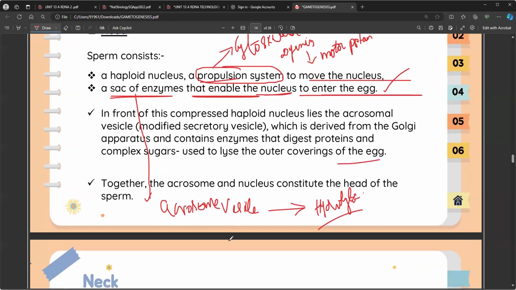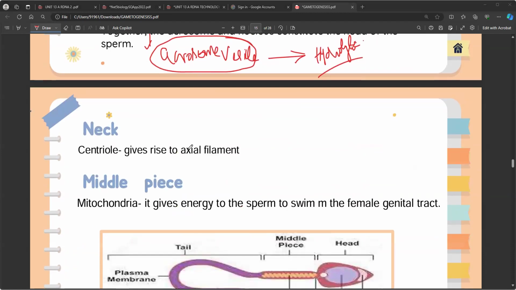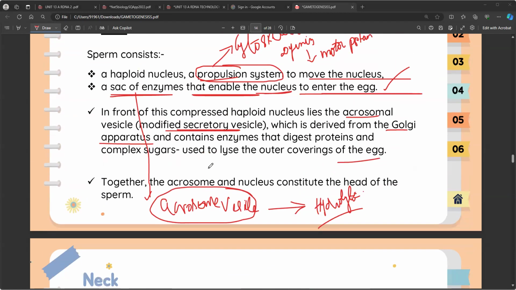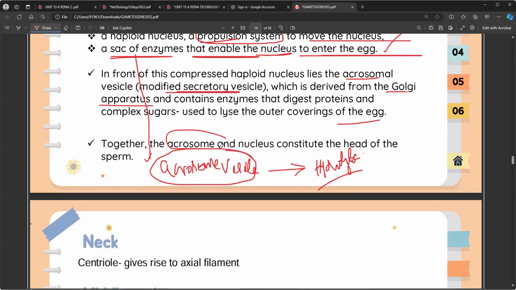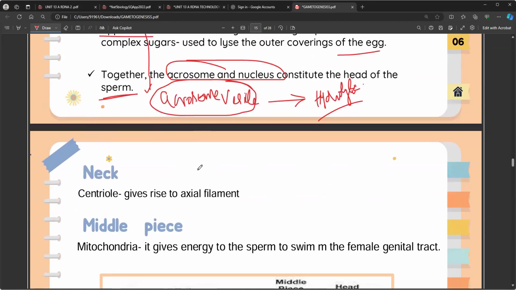What is very important here is how this acrosome vesicle is formed. The acrosomal vesicle, we call it the modified secretory vesicle. A very important statement to be remembered: it is derived from the Golgi apparatus. There is no point of getting confused. So together, the acrosome and nucleus constitute the head of the sperm.